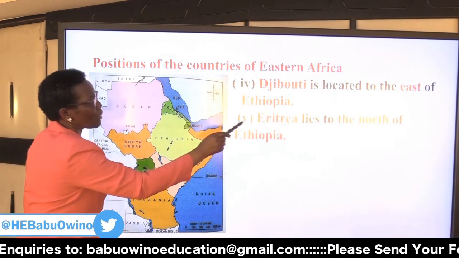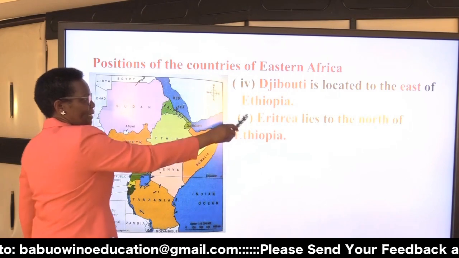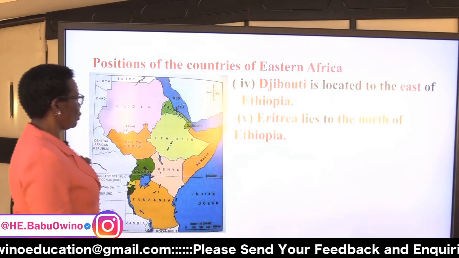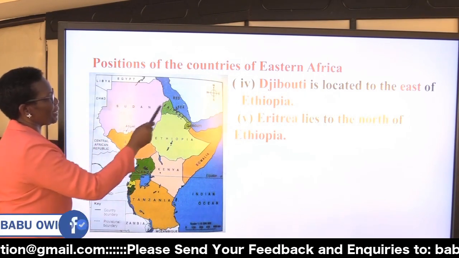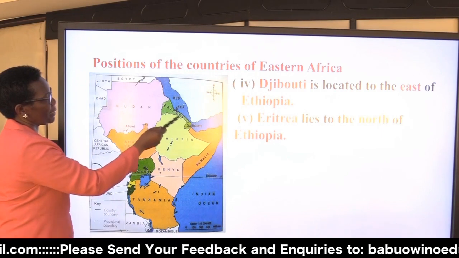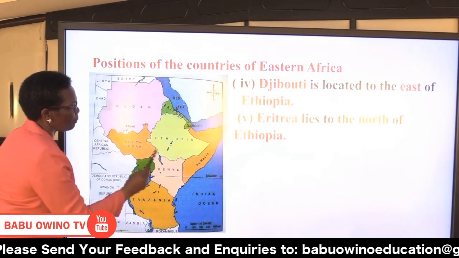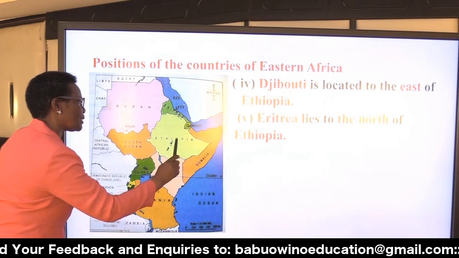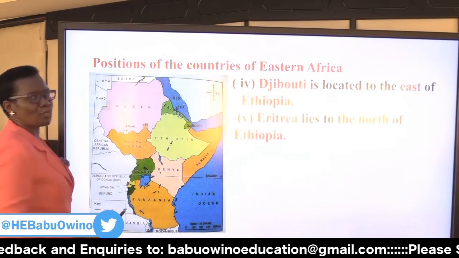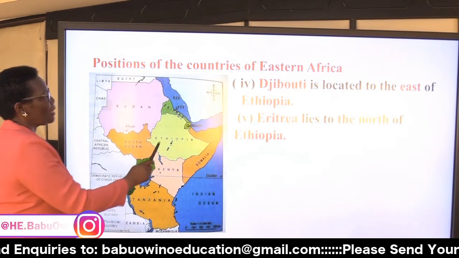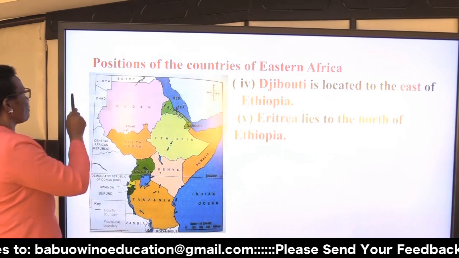Eritrea lies to the north of Ethiopia. This is Eritrea here, and this is Ethiopia. So when we draw the compass, you find that we are going to the north. So Eritrea lies to the north of Ethiopia.